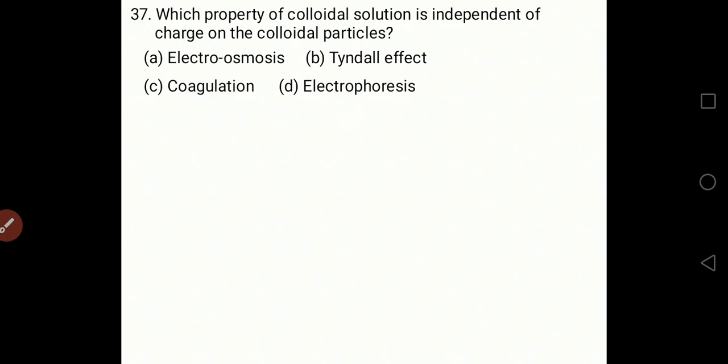37. Which property of colloidal solution is independent of the charge? Very famous, electroosmosis, electrophoresis, coagulation need charge, but the Tyndall effect is an optical property, needs light.